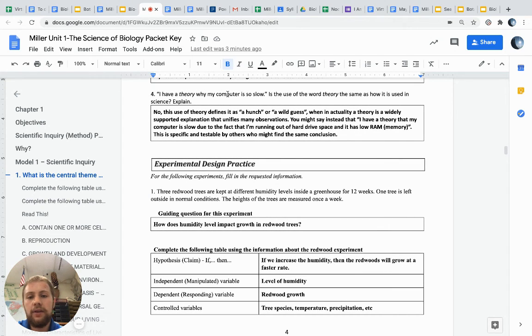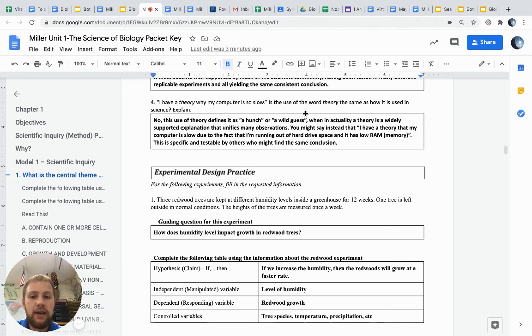Number 4, I have a theory why my computer is slow. Is the use of the word theory the same as how it is used in science? Explain. So this use of theory would be defined in common language as a hunch or a wild guess, and that is not the definition of theory in science. A theory in science is a widely supported explanation that unifies a bunch of observations and a bunch of hypotheses.